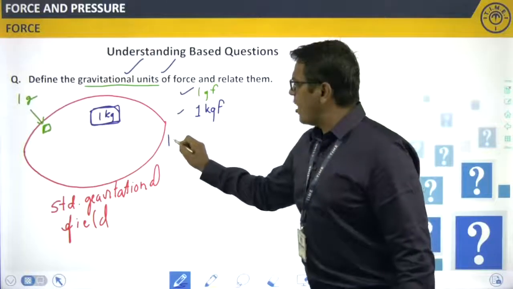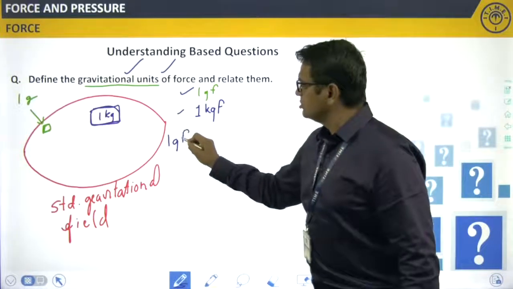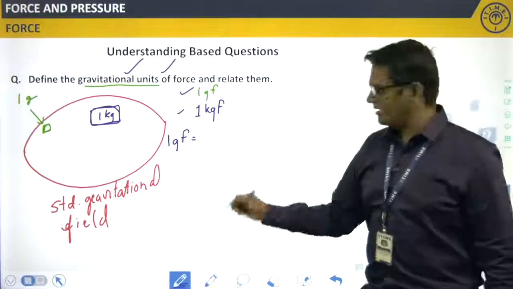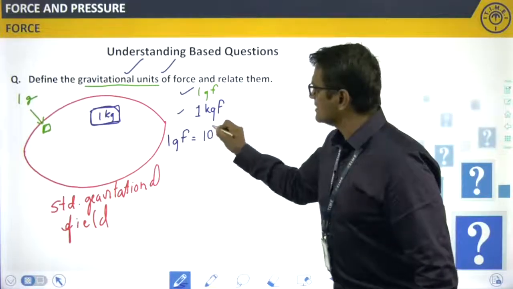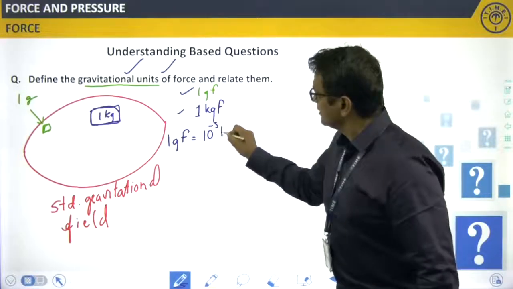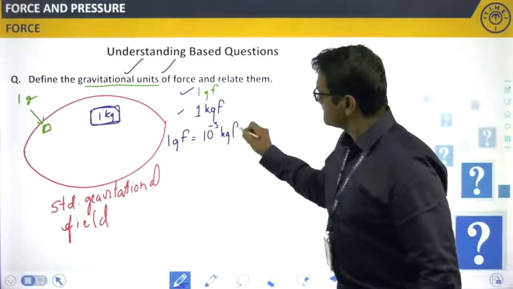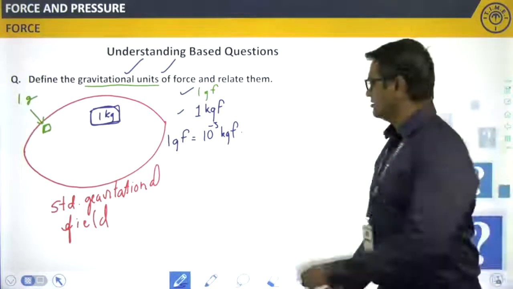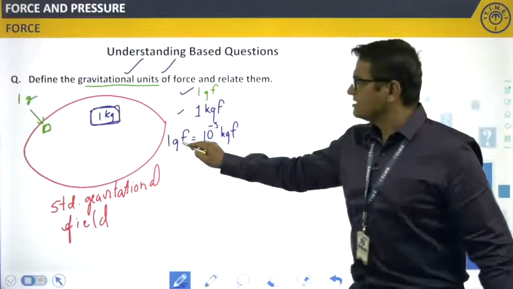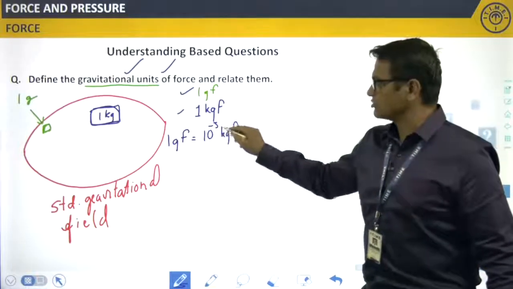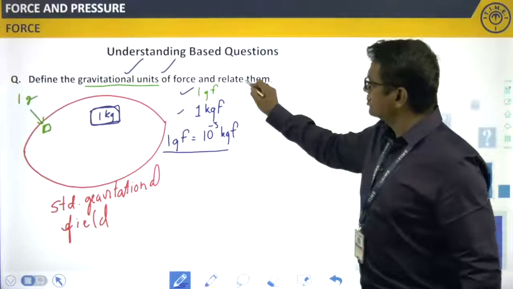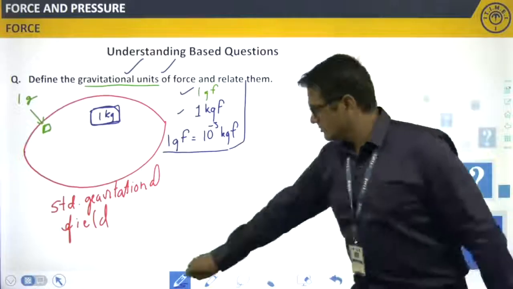Now look at this 1 gram force. How would you convert grams into kilograms? Multiplying by 10 raised to minus 3, right? So it will be 10 raised to minus 3 kgf, kilogram force. Clear? You're not supposed to write a dot here. So 1 gf is equal to 10 raised to minus 3 kgf. Clear? Now let us go the hard way round.